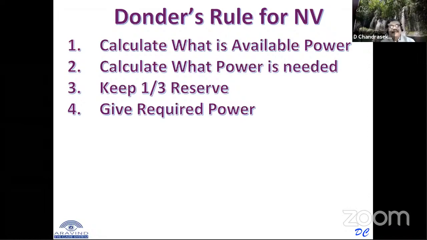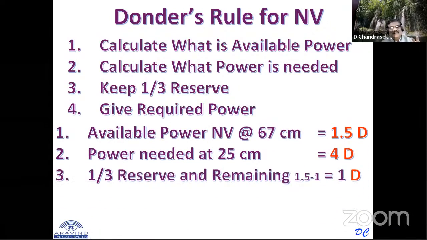After that, calculate what power is needed. Available power you want to know, what power is needed, keep 1/3 of the available power as reserve. This is very important, and give the required power. I'll give an example. Okay. So the available power for near vision at 67 centimeters is how much? The patient is reading at 67 centimeters. Correct. So 100 by 67 is equal to 1.5. So the patient has 1.5 diopter power. How much do I need to read at 25 centimeters? 100 by 25 will be, actually, I will need 4 diopters.